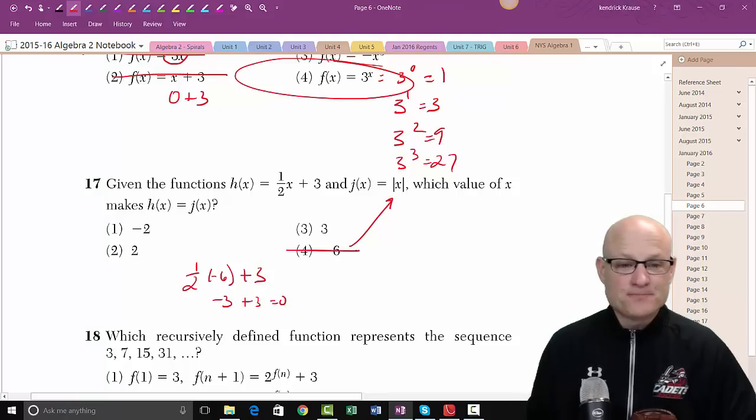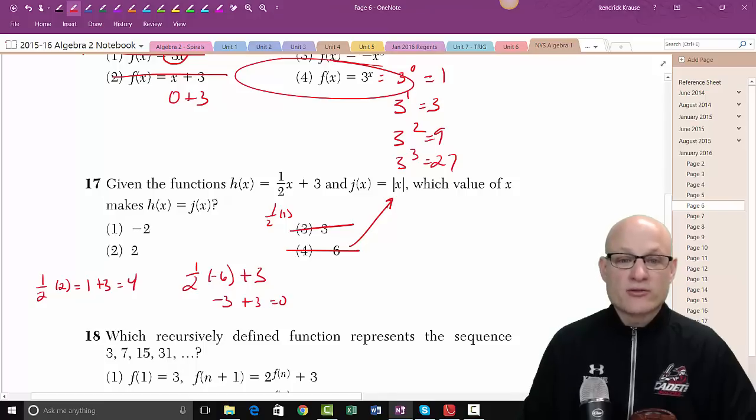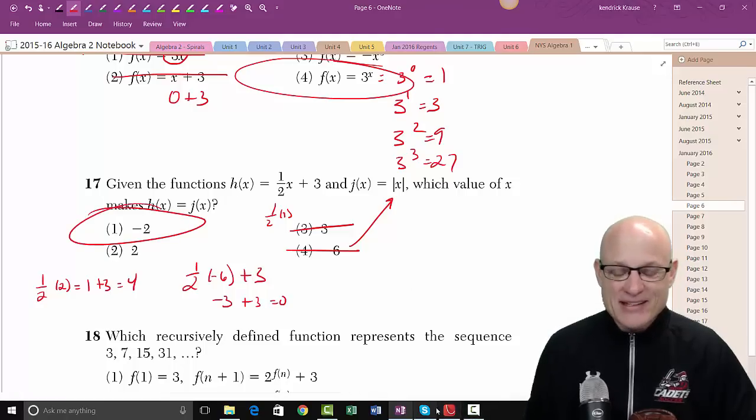It ain't 0. Half of 3 is a decimal. So 1/2 times 3 is 1.5 plus 3 is 4.5. It ain't 3. Try 2, half of 2 is equal to 1 plus 3. That's equal to 4. And the absolute value of 2 is 2, not 4. So here's the answer. Now, I want to check this value.